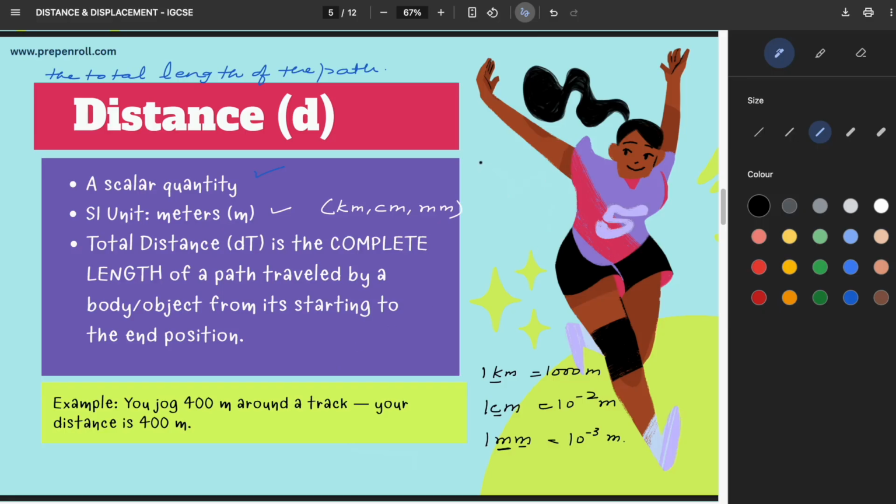For example, suppose you start from point A. You covered 10 meters here, then you went 20 meters here, then 30 meters here, and then 40 meters here. So what is your distance? I'll just add up: 10 plus 20 is 30, 30 plus 30 is 60, 60 plus 40 is 100 meters. This is your distance, the length of the path traveled by a body.